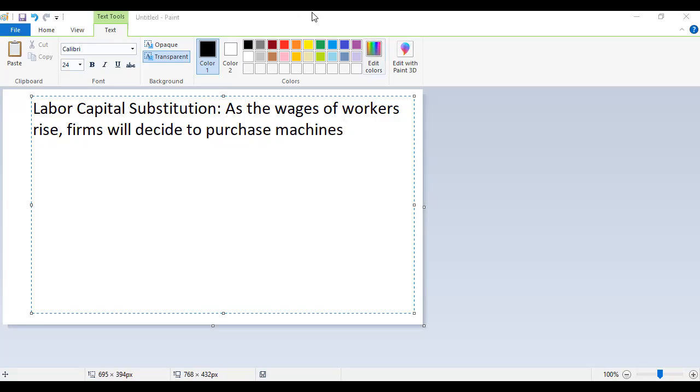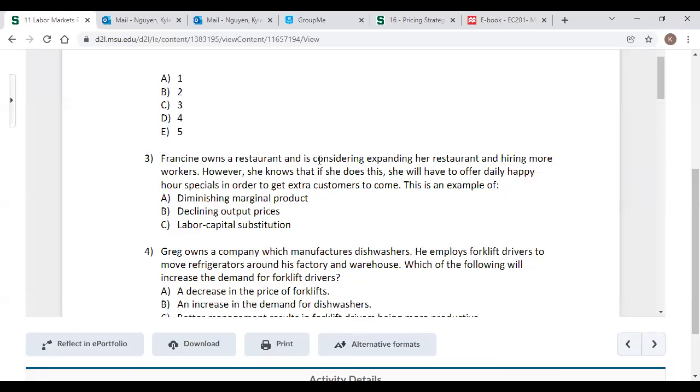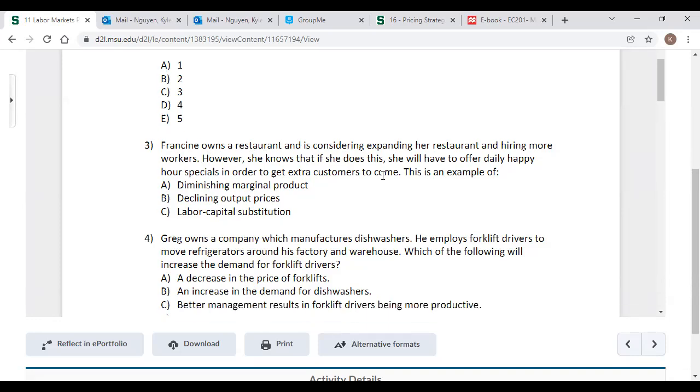Are there any questions about that? And obviously this isn't happening in this case. There's nothing about workers' wages or anything like that in this problem. Any questions about 3? Okay. 4.